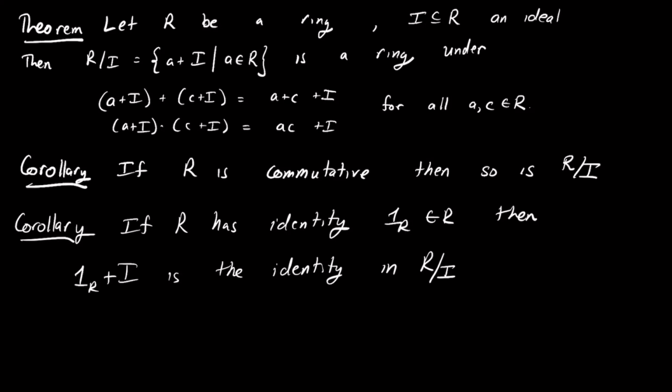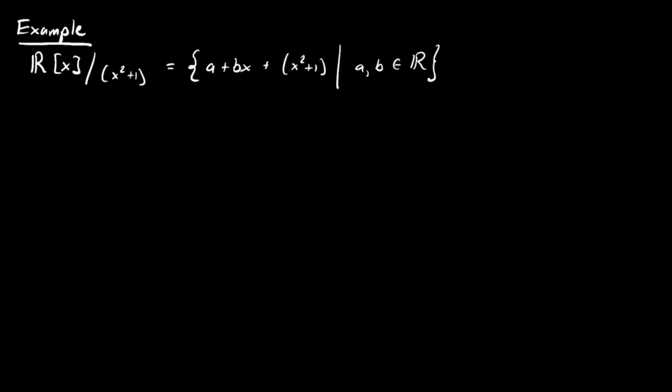Okay, so now we're ready to look at a few examples. Let's look at how this applies to one of our examples from earlier. I'm going to consider the ring R[x] mod I, where I is the principal ideal generated by x squared plus 1. So the elements we showed earlier are of the form a plus bx plus I. This is what our cosets look like. And let's explore what this ring looks like or how this ring behaves.